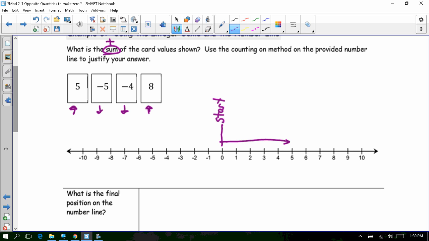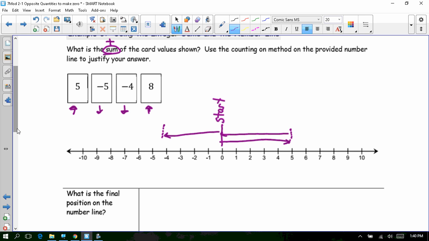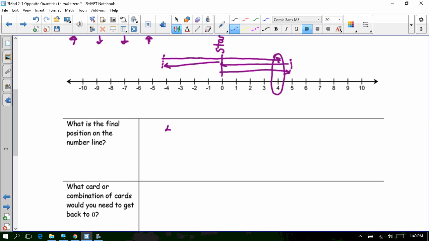I counted up 5, right? Then I'm going to count down 5. Then I'm going to count down, and notice that my arrow started where the last one left off. I'm going to count down 4. And then my last arrow, I'm going to start where that last one left off, and I'm going to count up 8. 1, 2, 3, 4, 5, 6, 7, 8. When I get there, that's my answer. I'm going to circle my answer. So what's the final position on my number line? I stopped at 4. All right, that's where I stopped.